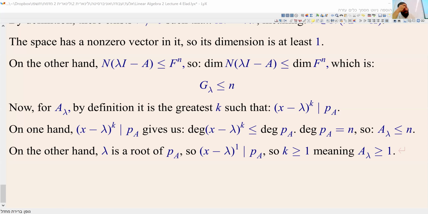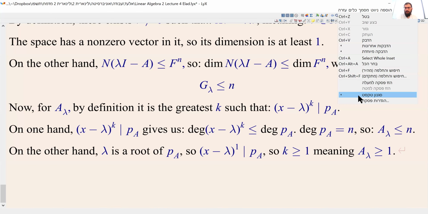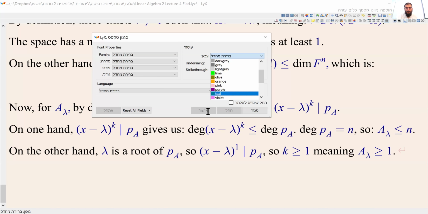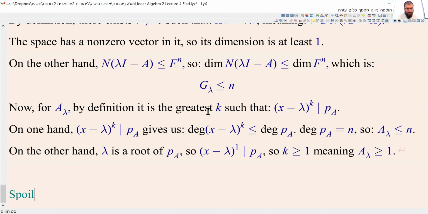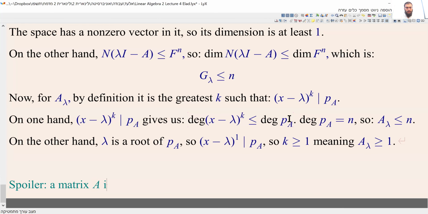using the multiplicities of the eigenvalues. So I can give you some spoilers if you want. A different color. We chose teal today. So, spoiler. Matrix A is diagonalizable. That's how you write it. Now let's say, listen. Diagonalizable.